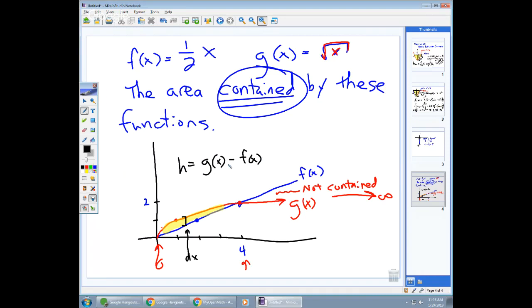So for us, let's see, what's my g? My g is the square root of x, and my f is 1/2 x. So this area right there has to be the definite integral from 0 to 4 of the square root of x minus 1/2 x dx. Now that I've set up the integral, I just find an antiderivative, if possible, and plug in the boundaries. So you guys finish that, and then I'm going to show you something else cute about this one.